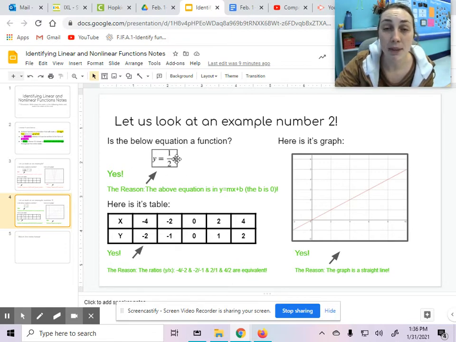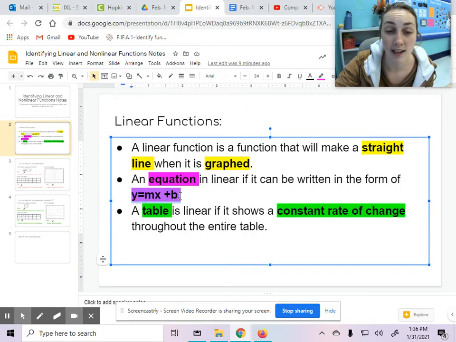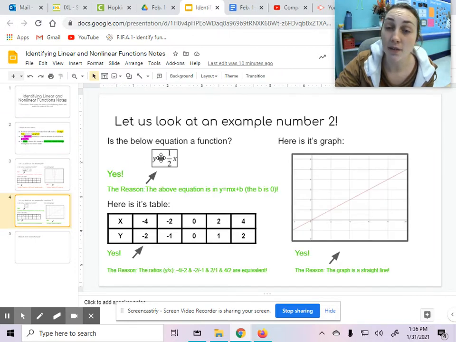Now, the reason we don't have a plus b here is because the b is 0. That means that the line crosses the y-axis at 0. Because of that, we don't have that plus b there. But this equation does still fill the requirement of y equals mx plus b. It's just, again, the b is 0. Okay? So that's why this is a function.